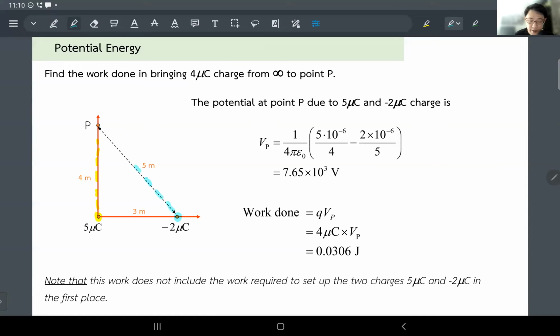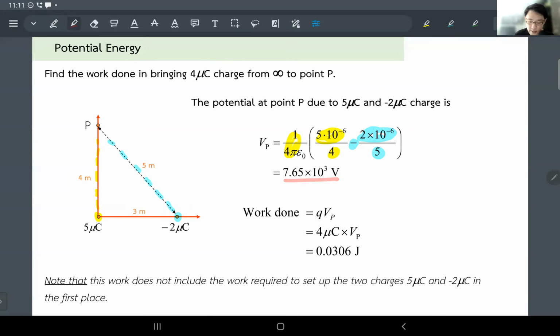Okay, so let's start from the 5 microcoulomb. The potential at point P is going to be K times 5 microcoulomb over the distance from the 5 microcoulomb charge to point P, 4 meter. And then you add this to the contribution from the negative 2 microcoulomb. So it's going to be K times negative 2, don't forget the negative sign there, divided by the distance, which is 5. So by combining these two, your final result is this. That is your potential at point P.